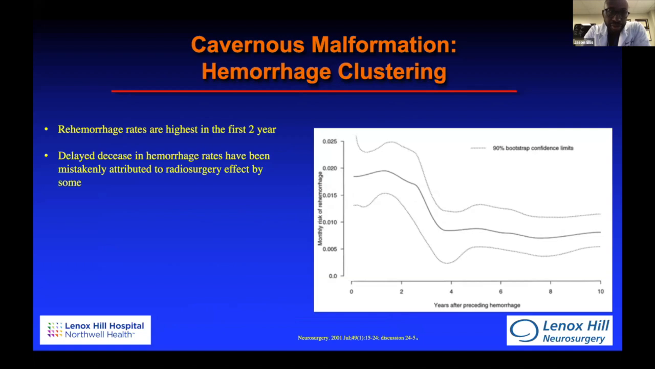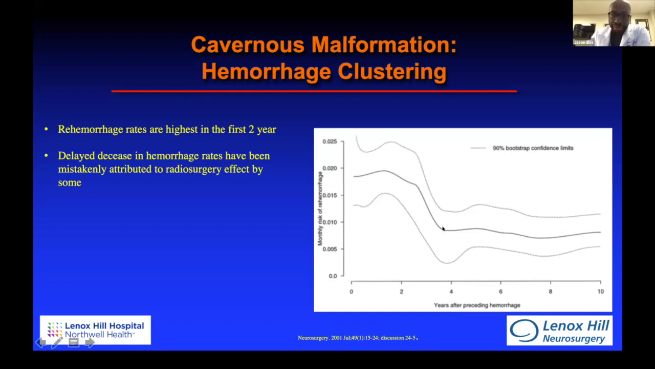Another thing that we often see with cavernous malformation bleeds is that when you have one, you're more prone to having another bleed. And that trend is apparent within the first 2 years. So the highest risk of a repeat bleed is within the first 2 years. Then, as you can see from the graph, after years 3, 4, 5, 6, the bleed risk comes down to the rate it was before the initial bleed.